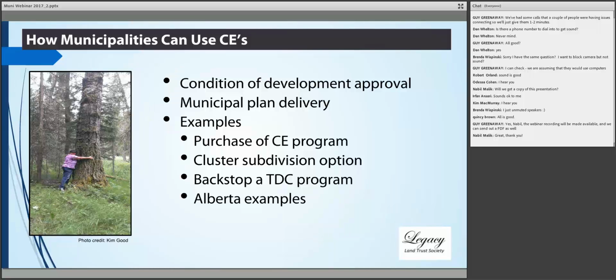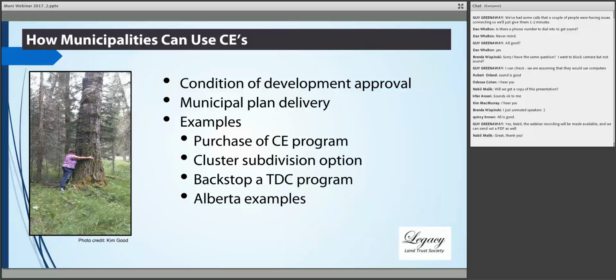So the first one there, purchase of CE program. There are a number of these in the U.S., in particular in Maryland, called PACE, Purchase of Agricultural Conservation Easements. They have done their municipal map and highlighted areas that will stay in agriculture long term, and the landowners have an option to sell a conservation easement to the municipality. They have a set price for what they're going to buy them at. They also use other tools, including an equivalent of a transfer of development credit program, but that's one of the options that they have.